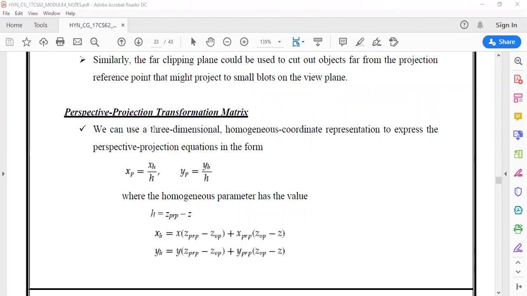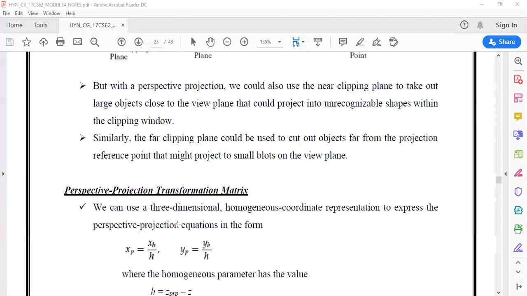In general, the xp equation we had written will be replaced by xp is equal to xh by h, where xh is the homogeneous parameter on the x-axis, which is equal to x into zprp minus zvp plus xprp into zvp minus z. The denominator value, which was zprp minus z, is replaced by h.